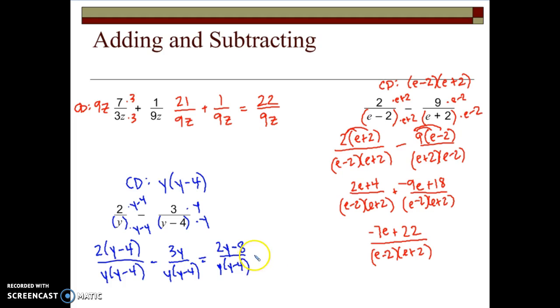And then the 3y is already simplified, so we have minus 3y over y times y minus 4. Because it's just one term, I don't have to distribute anything. So I have 2y and negative 3y gives me negative y. So I have negative y minus 8 over y times y minus 4.